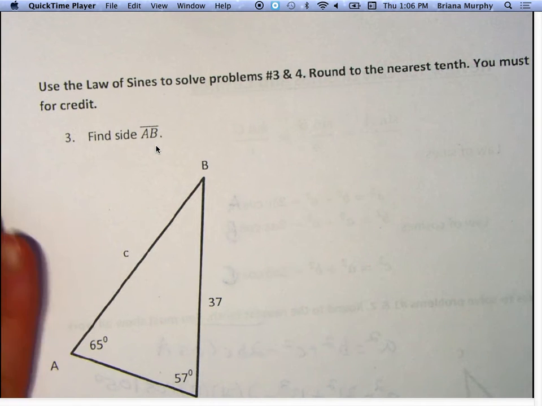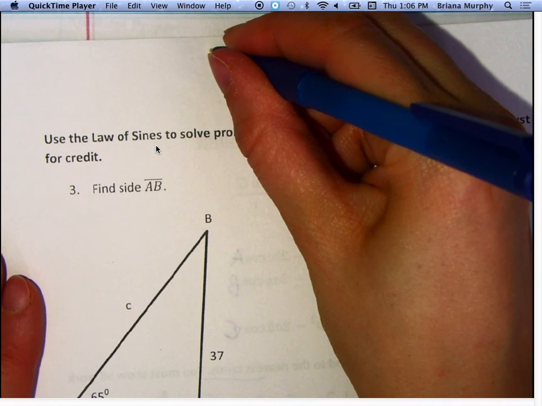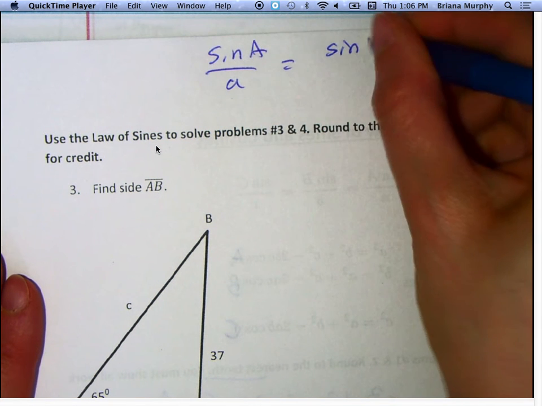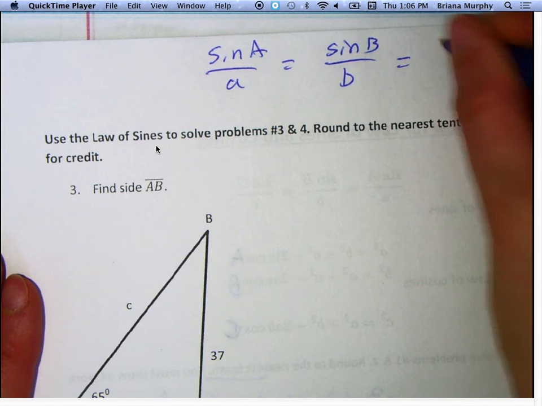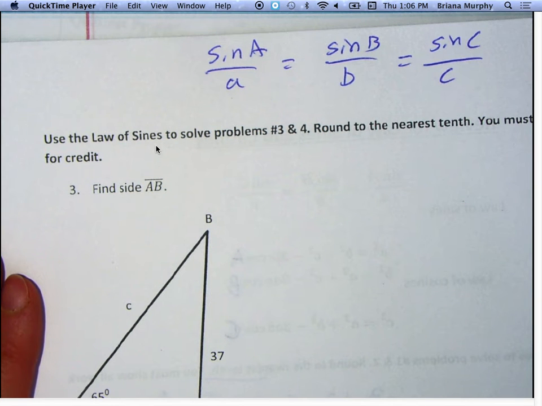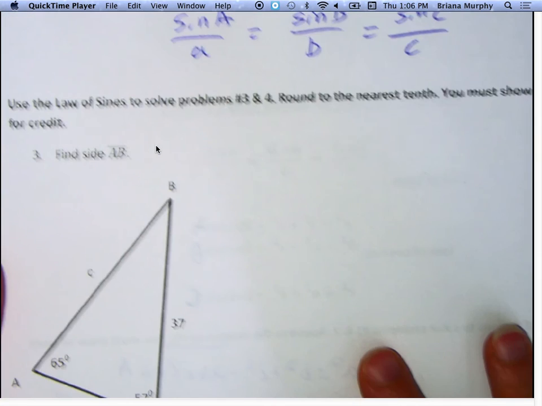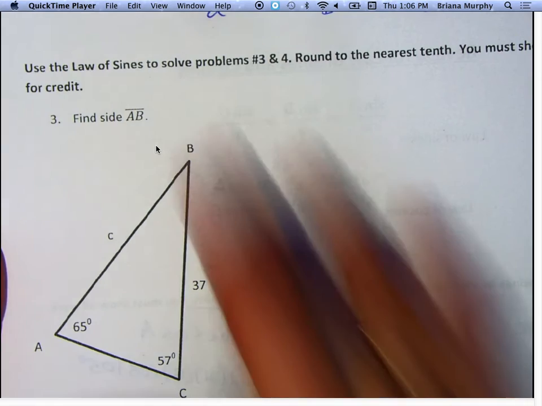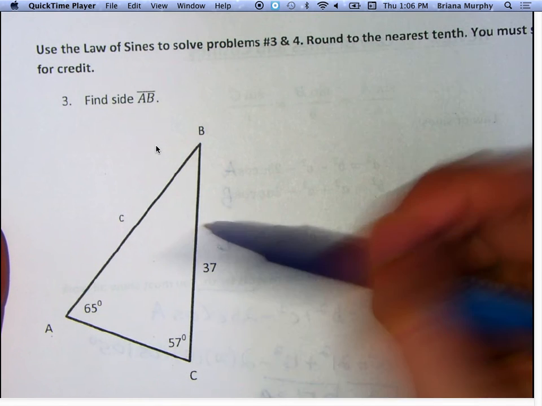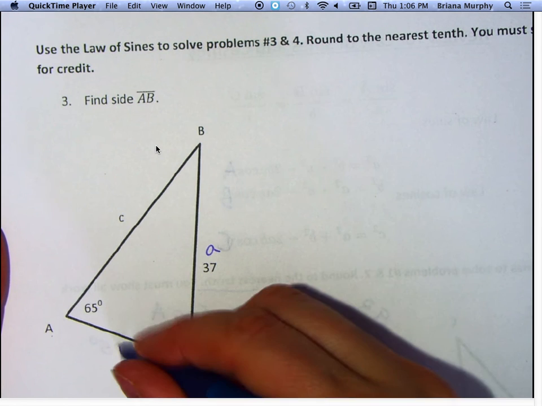Okay. All right. We're going to look at law of sines, guys, and I like to write it at the top that I'm looking at sine A over little a equals sine B over little b equals sine C over little c. Because I don't like flipping my paper back and forth. Okay? So, the first thing I'm going to do is label my triangle just like I did for the last one. Angle A is little a. Angle C across from that is little c. Angle B is little b.